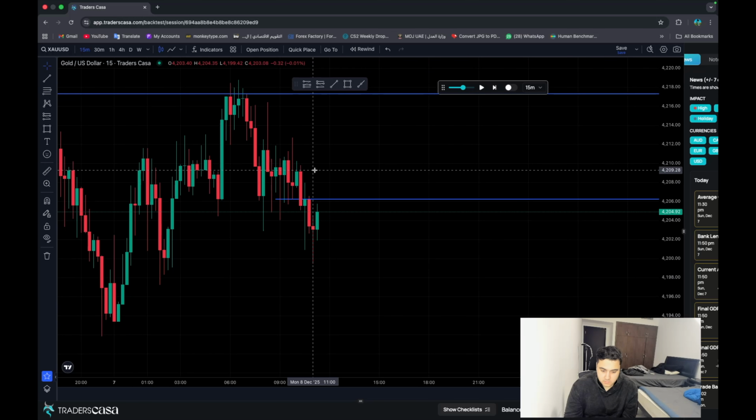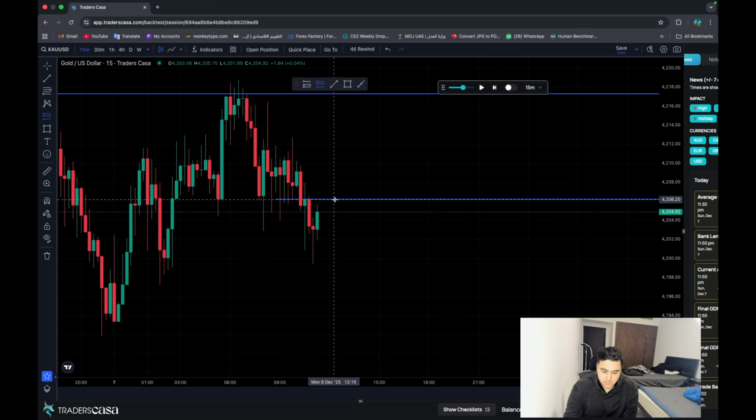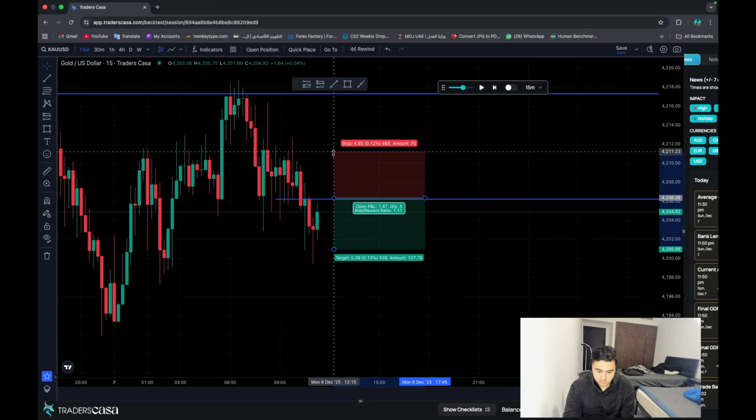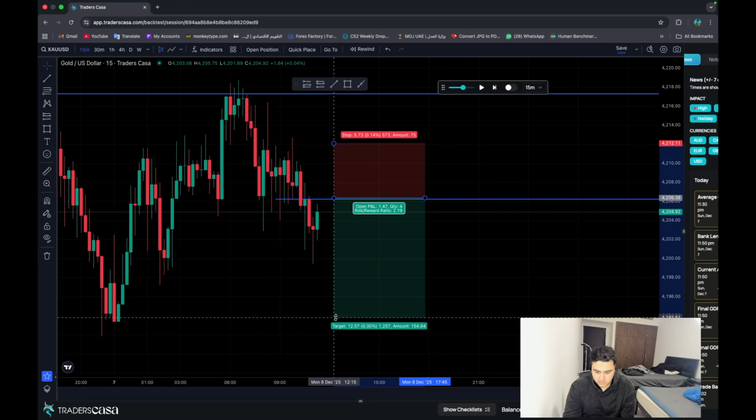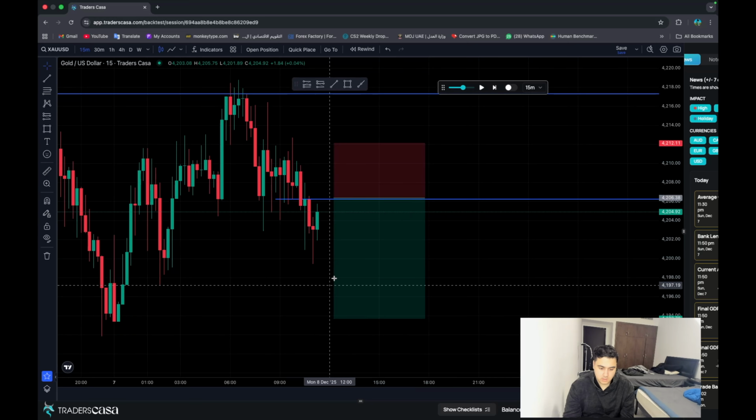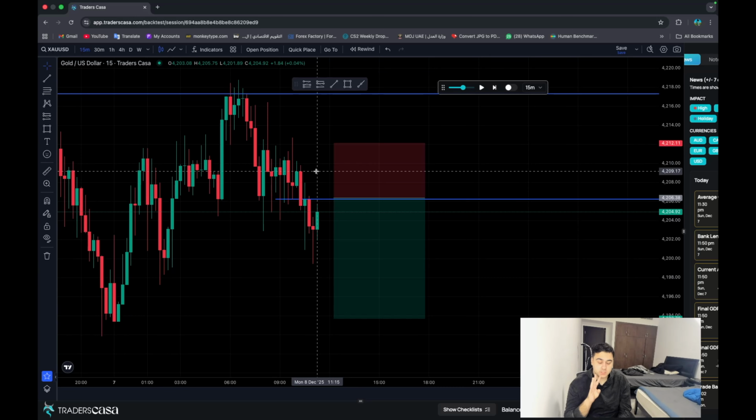We have that one as well. So we're gonna do 50% of the trade. And as we can see, here we have four trades to take. Let me explain. Stop loss will be here. Take profit will be on that close. So we have four trades here.